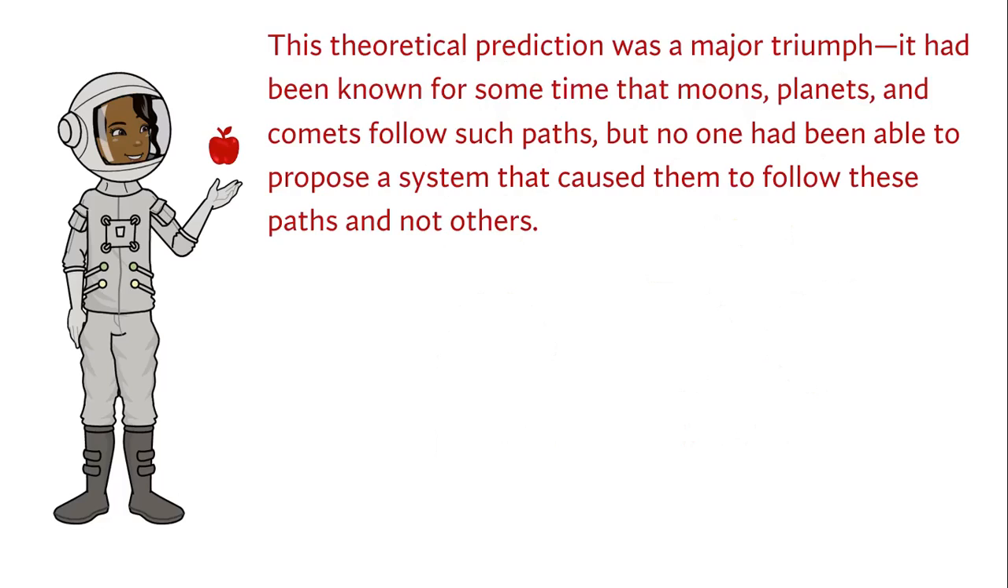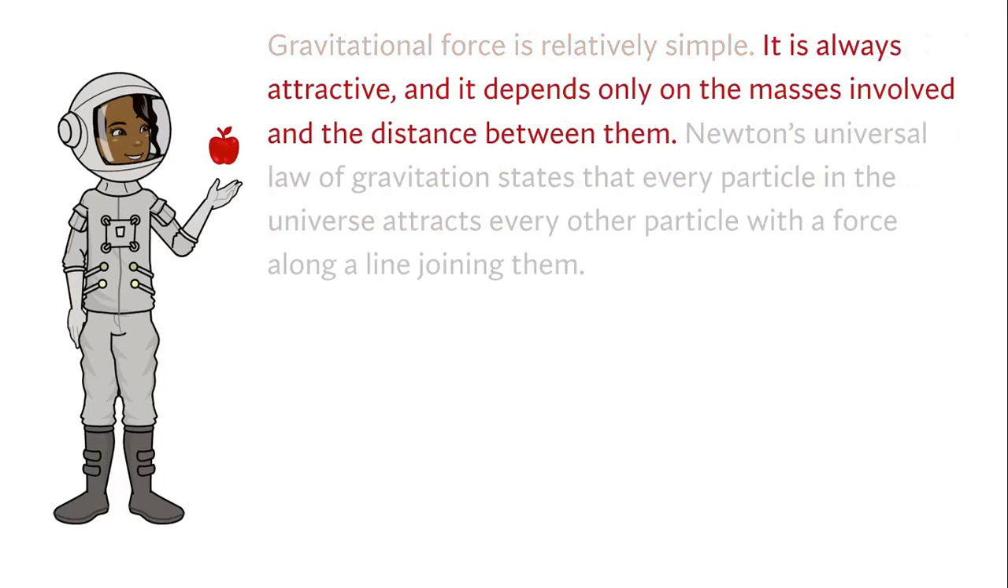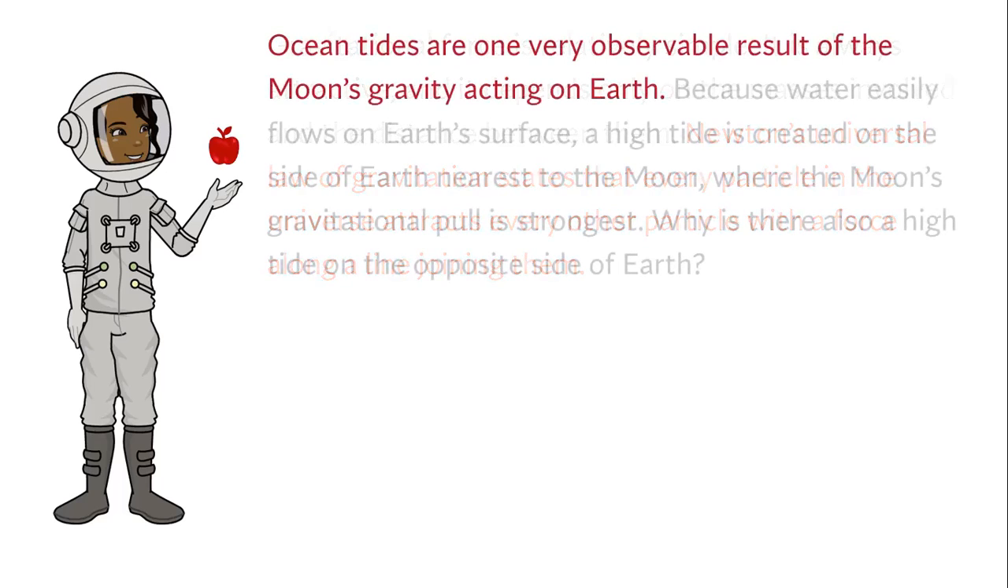It had been known for some time that moons, planets, and comets follow such paths, but no one had been able to propose a system that caused them to follow these paths and not others. Gravitational force is relatively simple. It is always attractive, and it depends only on the masses involved and the distance between them. Newton's universal law of gravitation states that every particle in the universe attracts every other particle with a force along a line joining them.